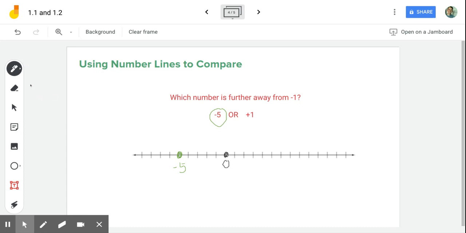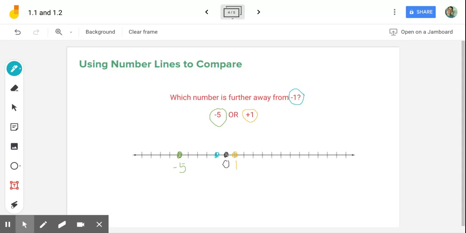I also know that I want to compare the number positive 1. I know positive 1 is going to be on the right-hand side of 0. So if I'm counting by ones, negative 5, negative 4, negative 3, negative 2, negative 1, 0, this is positive 1. Okay, so those are the two numbers that I'm comparing, and I want to compare both of those to negative 1. Well, negative 1 is on the negative side, on the left side, so 0, negative 1.